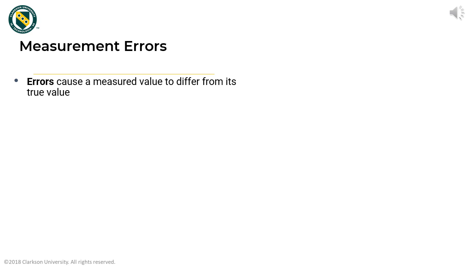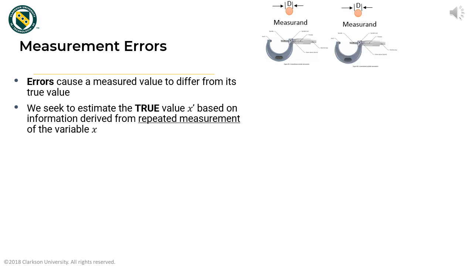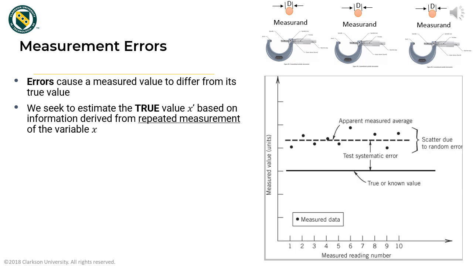Errors cause a measured value to differ from its true value. We see this when we take repeated measurements of a variable and don't get the same results. Repetitions can be handled differently depending on what we're trying to learn. In our scenario, we independently sample 24 bearings from a box and repeat the measurement of each diameter. Our aim is to understand variation in the entire box.